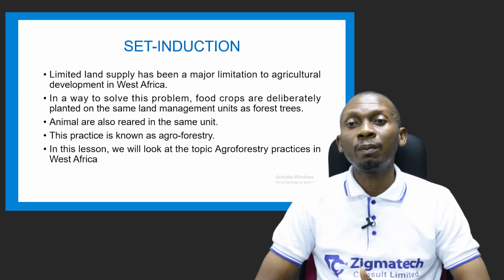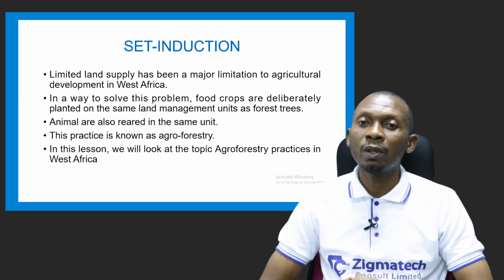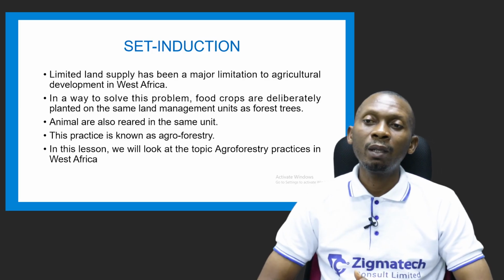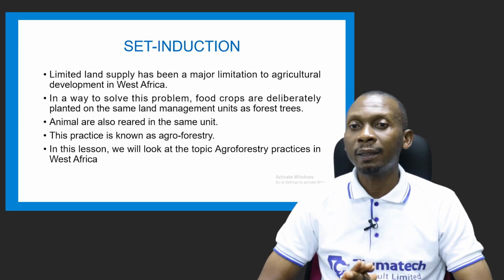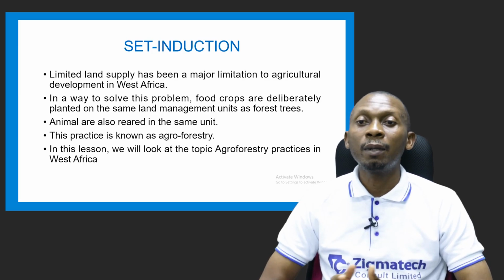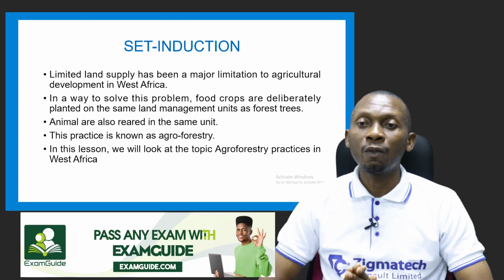Now, limited land supply has been a major limitation to agricultural development in West Africa. To solve this problem, food crops are deliberately planted on the same land management units as forest trees. Animals are also reared in the same unit. Now, this practice is known as agroforestry.